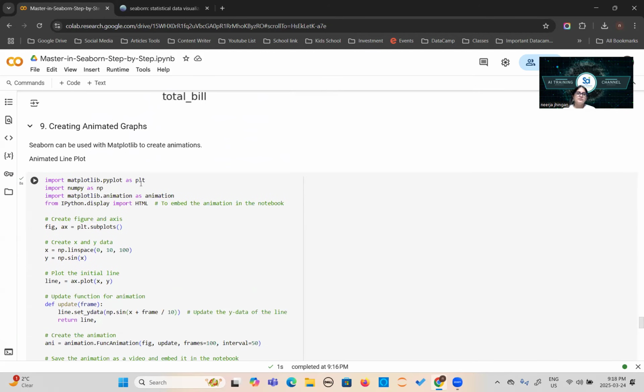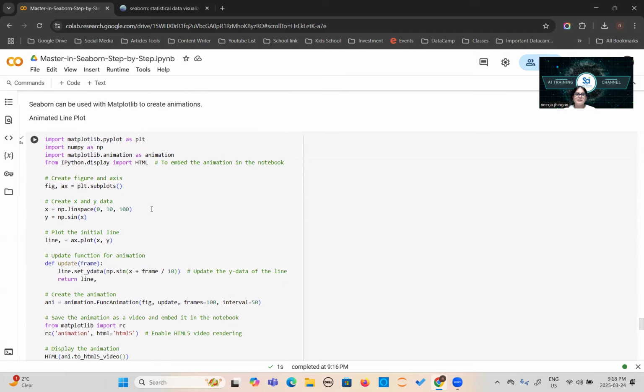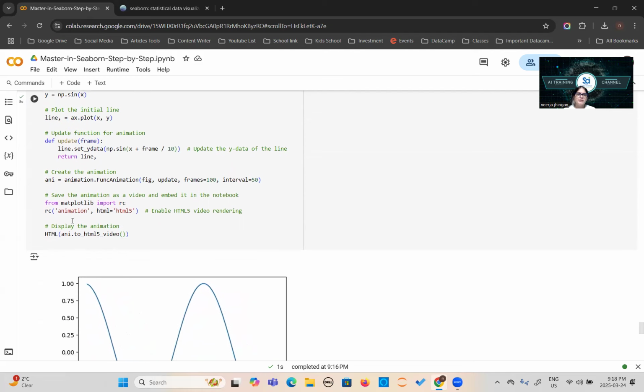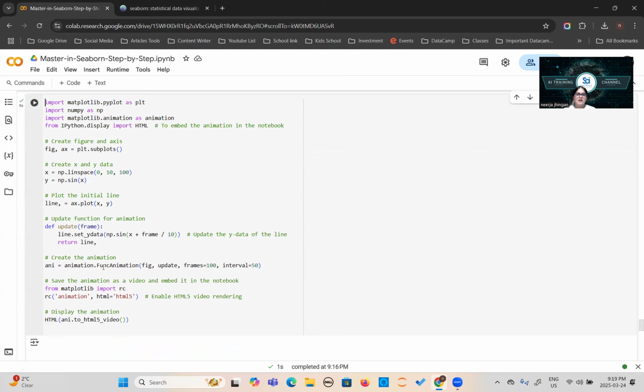show. Now we will talk about creating an animated graph. This is very good. I am importing all these libraries, IPython display import HTML in Google Colab. We need to pass this too. Otherwise in Google Colab it won't work.